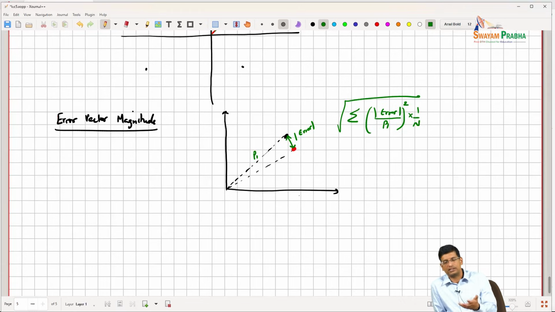Essentially what this is measuring is the RMS of this normalized error: the size of this vector normalized to the size of this vector, averaged out, RMS averaged.